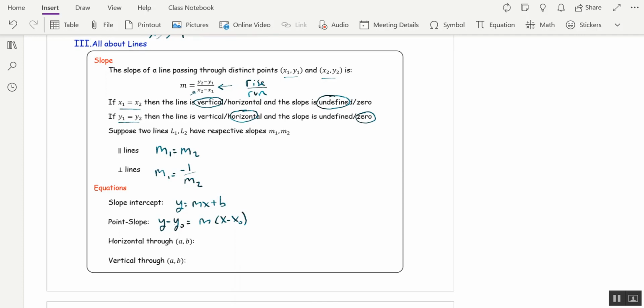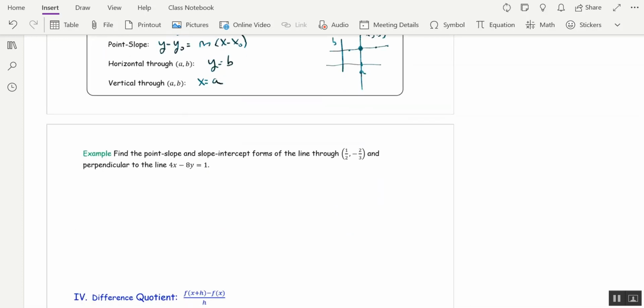A horizontal line through (a, b). So let's draw a line horizontal through (a, b). All right, so you can see on that line, the y coordinate is always b. x can be anything. So this is y equals b. If it's a vertical line through (a, b), then the x coordinate is always a, and y can be anything.